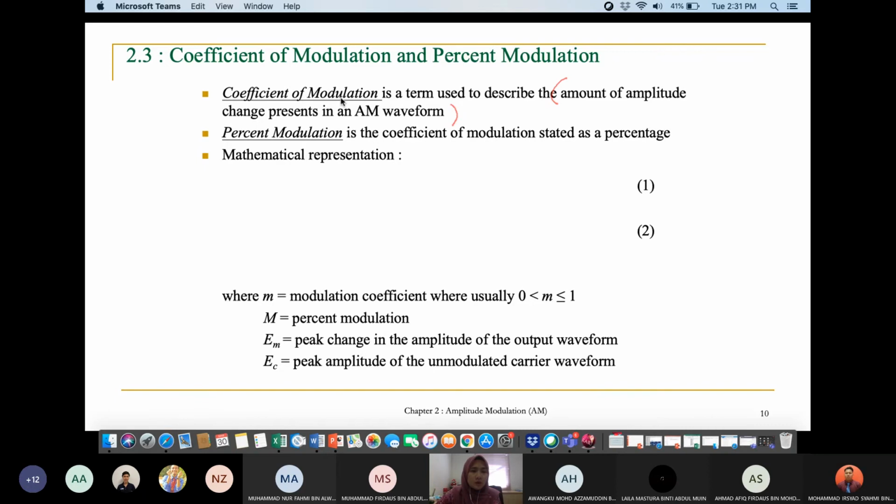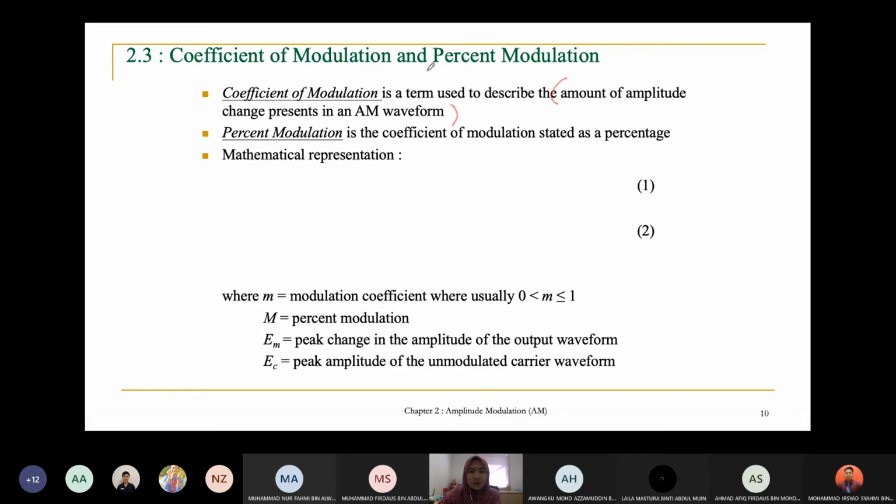And this coefficient of modulation we define as small m, and the formula is EM divided by EC. EM is the modulating signal amplitude. EC is the carrier signal amplitude.